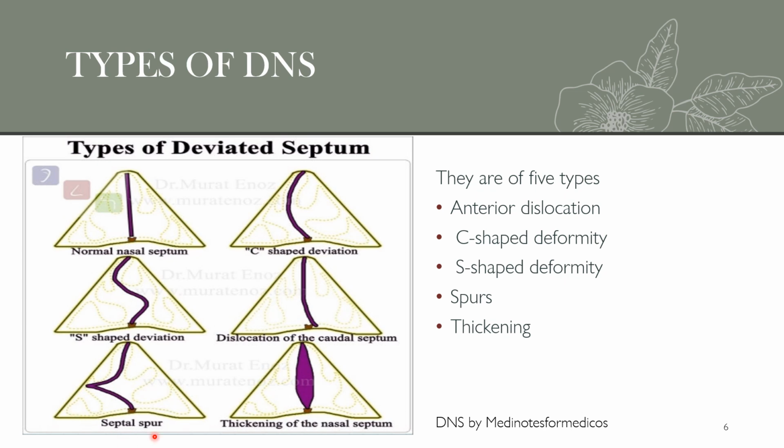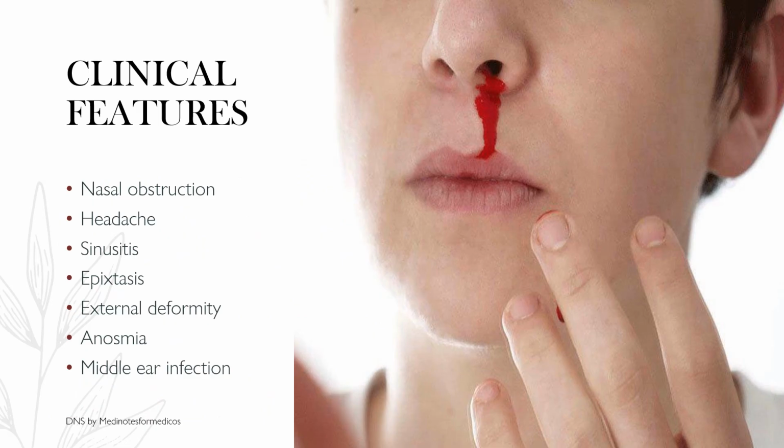Next is the thickening of the nasal septum. The thickening can be due to overriding of dislocated septal fragments or some hematoma. Now we'll be going for the clinical features. So what are the clinical features? In nasal obstruction, we will see it can either be unilateral or bilateral depending on the type of septal deformity, as I have said.